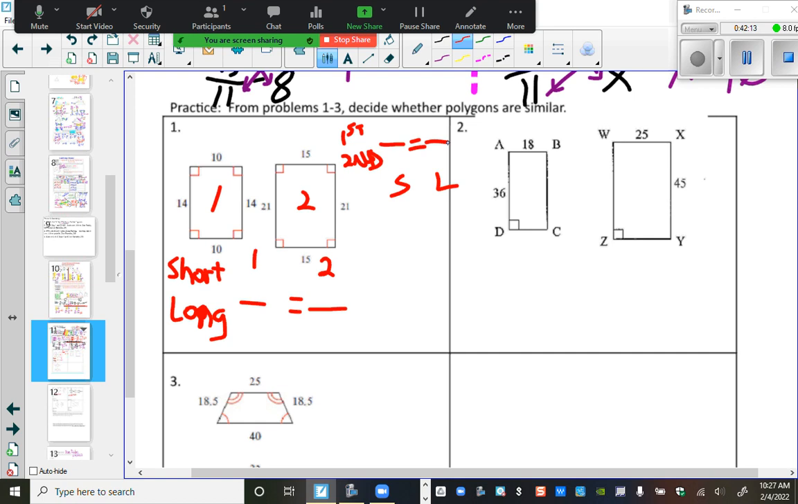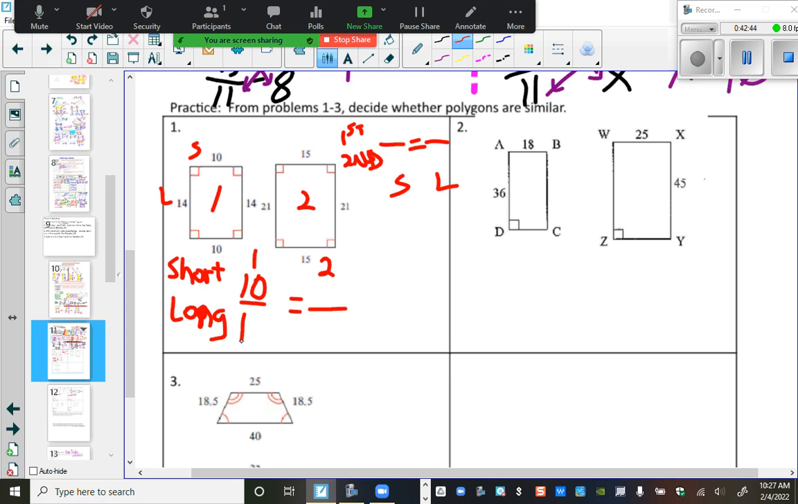All right, so let's look at number 1 real quick. What's your shorter side in the first polygon or the first rectangle? What's the shorter number, 10 or 14? 10. What's the longer side? 15. Now, you could also go length, width. That's fine, too. In fact, that might even be the better way. We'll show that more in number 2.